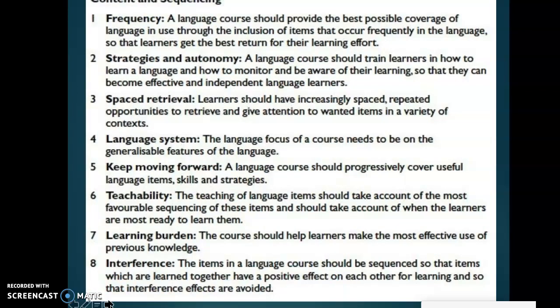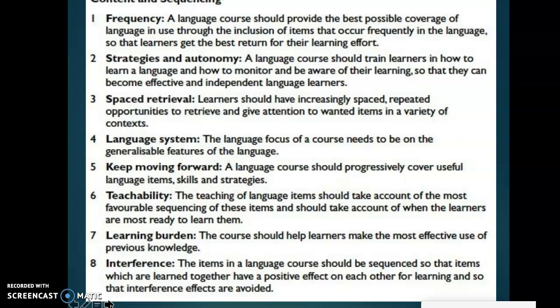Well, now have a look at this. The first one is frequency. A language course should provide the best possible coverage of the language in use through the inclusion of the items that occur frequently in the language, so that learners get the best return for their learning effort. The second one, strategies and autonomy: a language course should train learners in how to learn a language and how to monitor and be aware of their learning so that they can become effective and independent language learners.